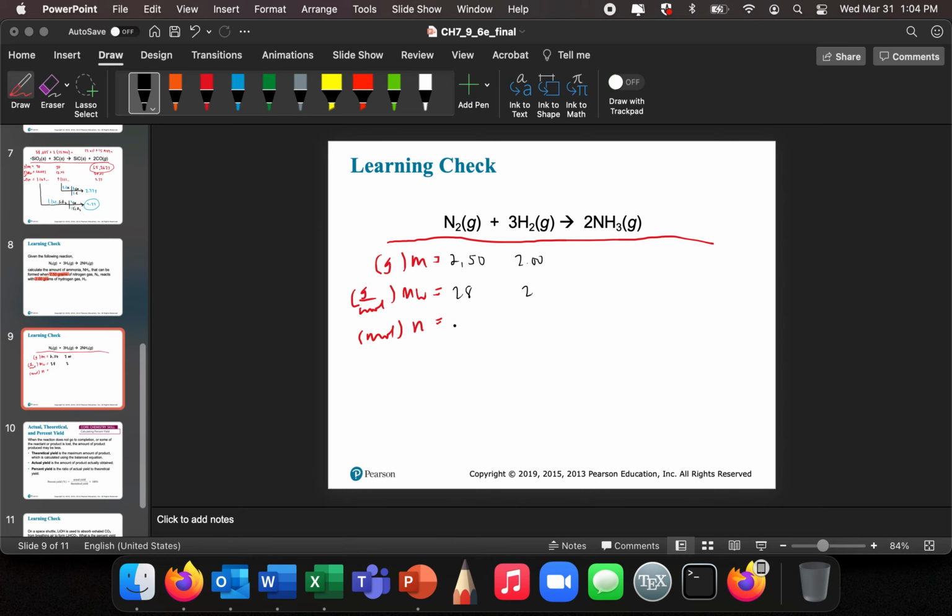2 grams per mole. And so 2.5 divided by 28 is 0.0893. And 2 divided by 2 is 1. Okay? And so now we'll make our little L, and we'll say how many moles of ammonia can I make? So it's moles of ammonia that I'm looking for.